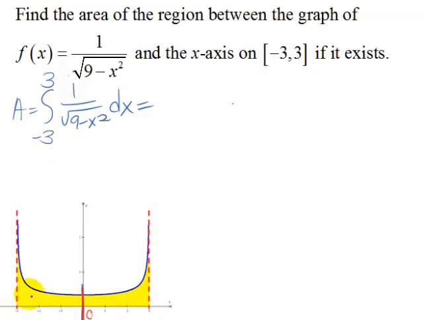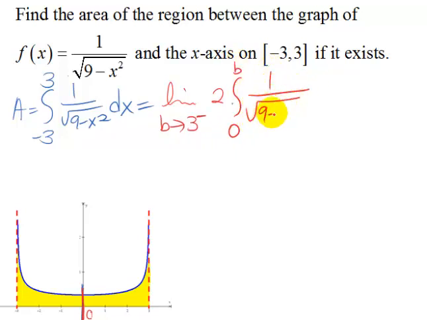Otherwise, we would have to do both pieces, but one way we could do this is use the symmetry and say that we are going to have the limit as b approaches 3 from the left-hand side, and we'll just do this piece and then double it. So 2 times the integral from 0 to b of 1 over the square root of 9 minus x squared dx.